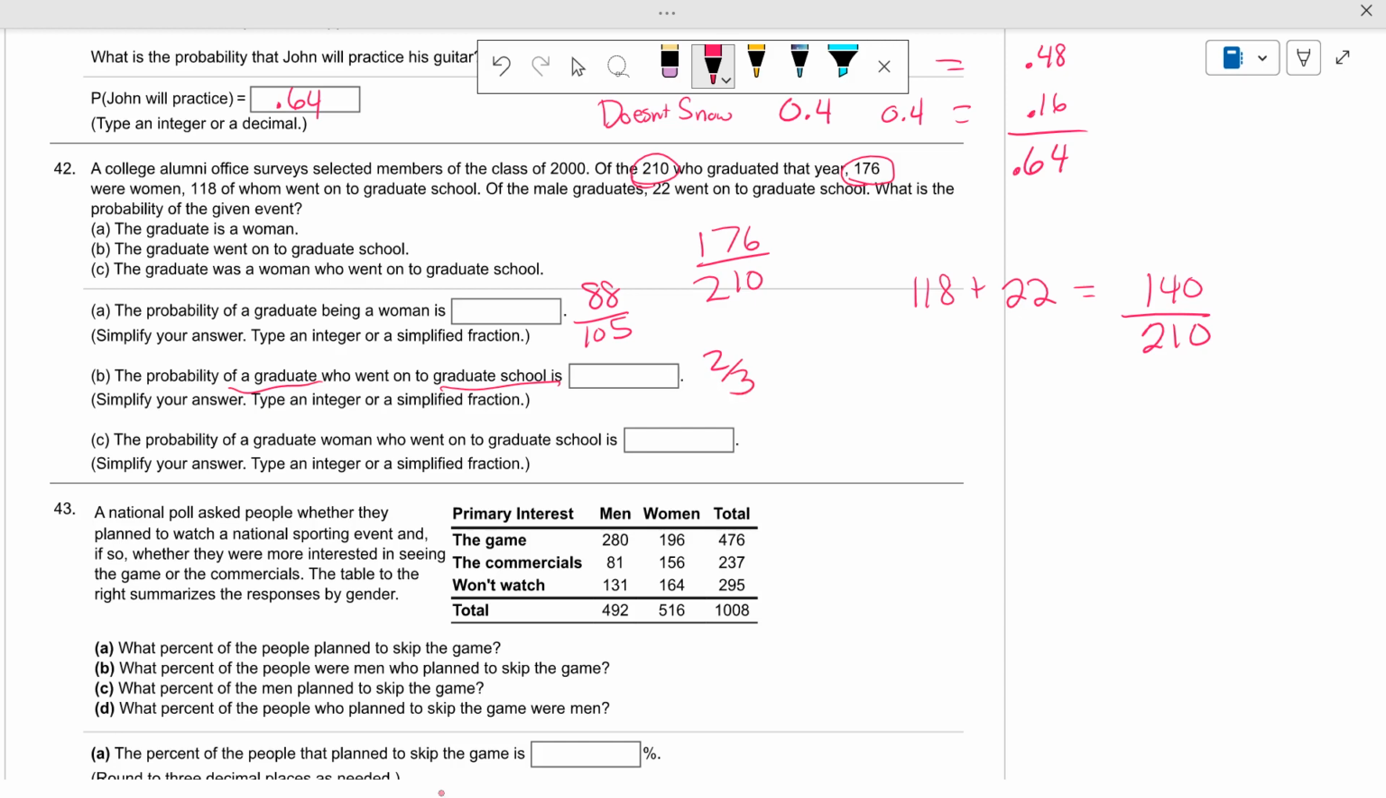The probability of a graduate woman who went to graduate school. The graduate women were 176. Of those, 118. Reduce that fraction for me. 118 over 176.